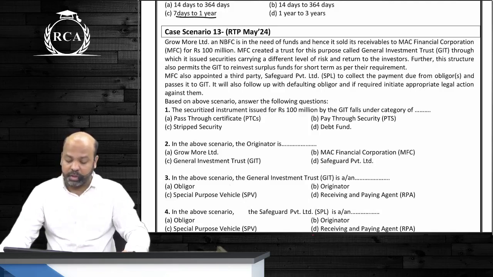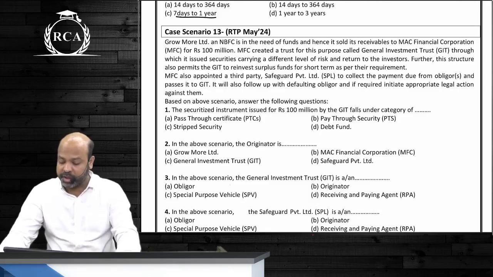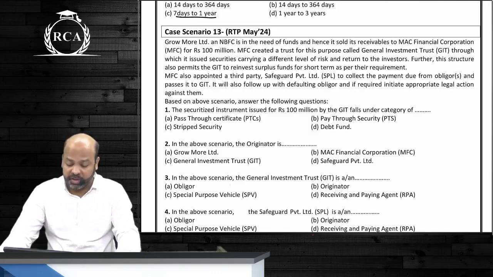MFC also appointed a third party, Safeguard Private Limited, to collect the payment due from obligors and pass it to GIT. It will also follow up with the defaulting obligor and, if required, initiate appropriate legal action against them. Based on the above scenario, answer the following. The securitized instrument issued for rupees 100 million by GIT falls under which category? Is it a stripped security, pass-through certificate, or a pay-through security?